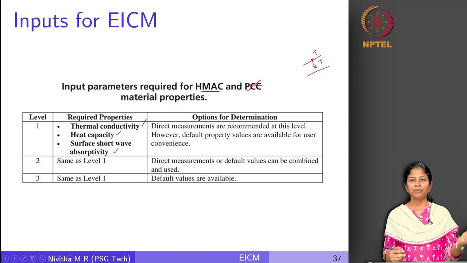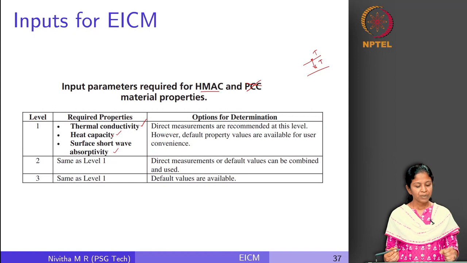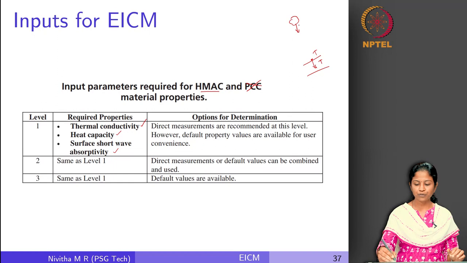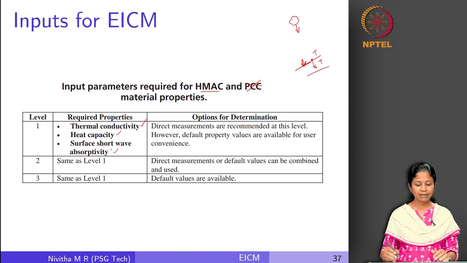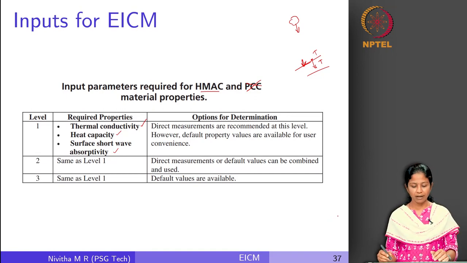Similarly, heat capacity. So once I supply a heat, how much I am able to withstand the heat, how much I am able to hold on to that heat, and for how long I am able to hold on to that heat. That is nothing but heat capacity. And surface short wave absorptivity is, we said we have solar radiations which is falling on the pavement, right? So given a certain intensity of solar radiation falling on the pavement, how much this pavement is able to absorb the solar radiation. We know that pavement is a black surface, so it is able to absorb more amount of radiations compared to any other surface, right? So these are the three parameters required for bituminous layer.